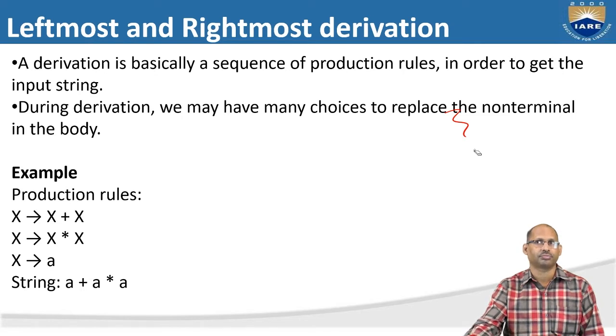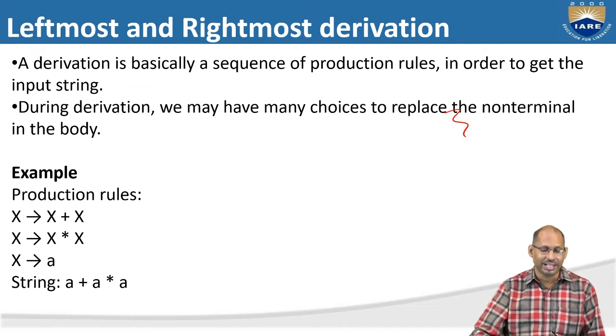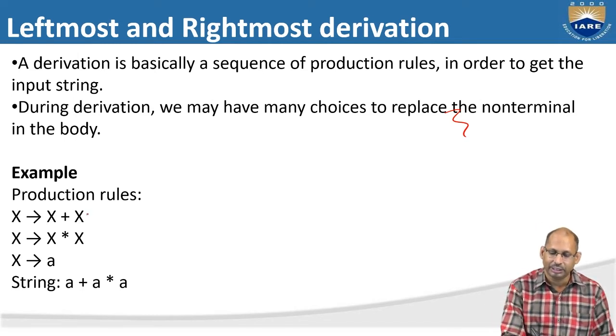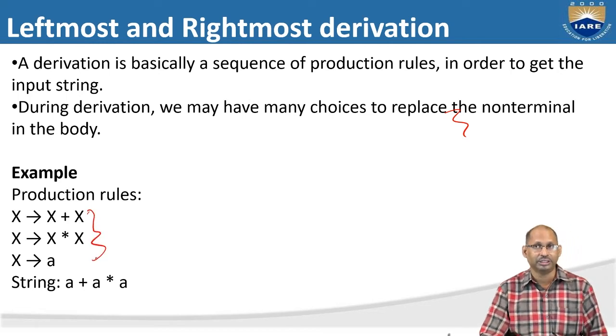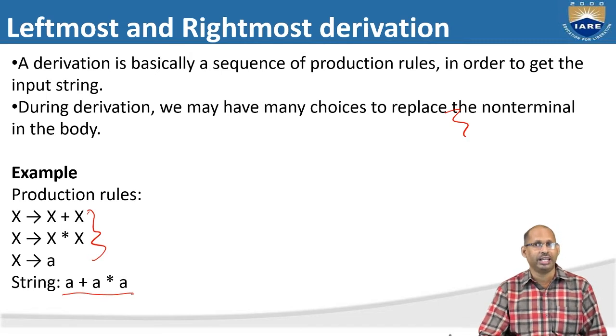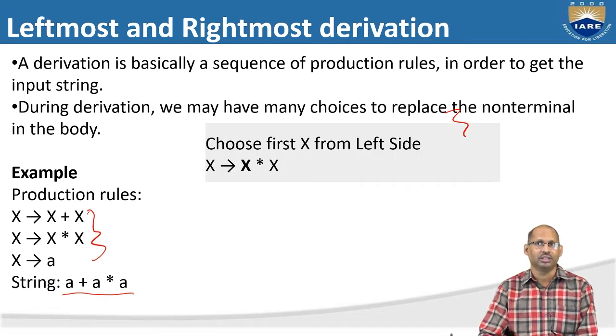Here, a derivation is basically a sequence of production rules in order to get the input stream. Now, the production rules are given as X gives X plus X, X gives X into X, X gives a. These we represent as production rules. Here, a plus a into a is our input string, the string to be derived, right?